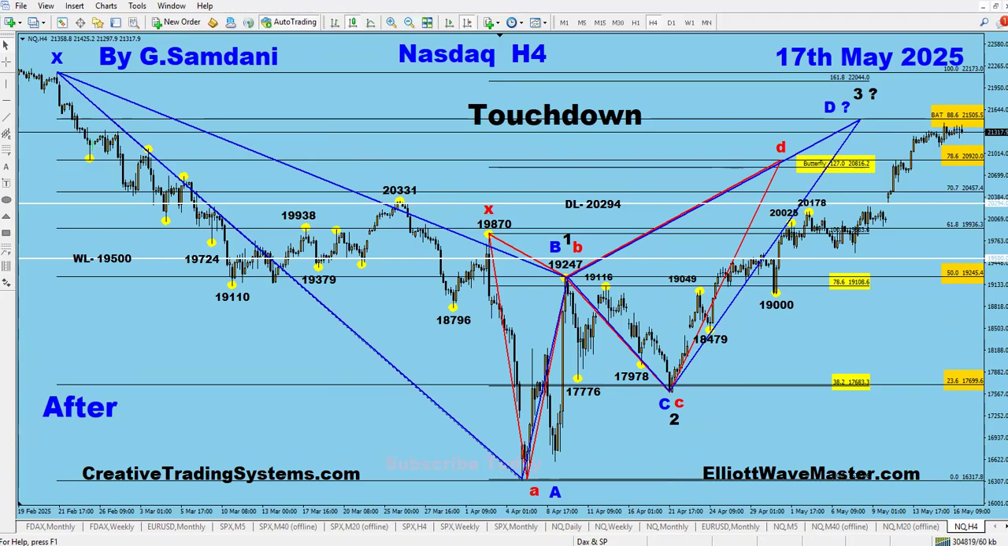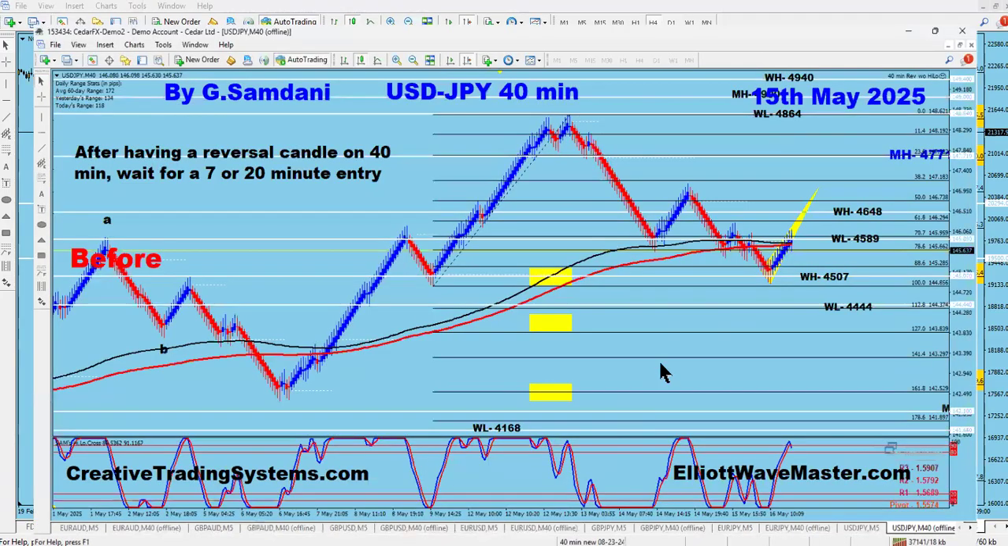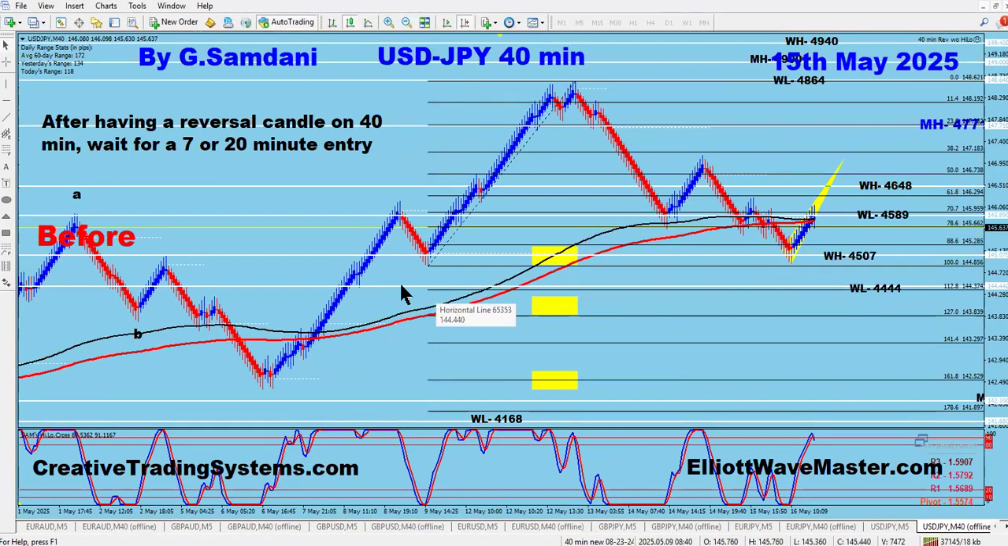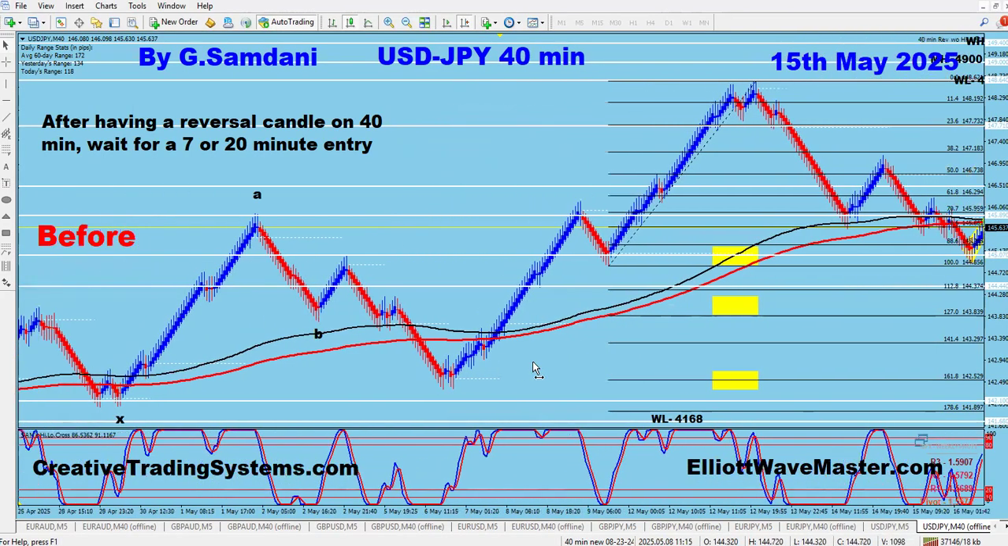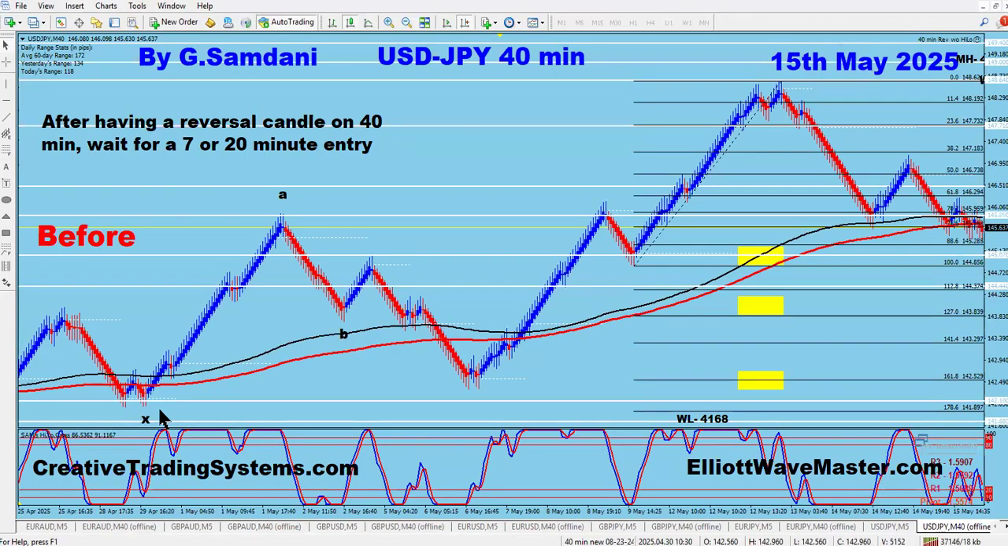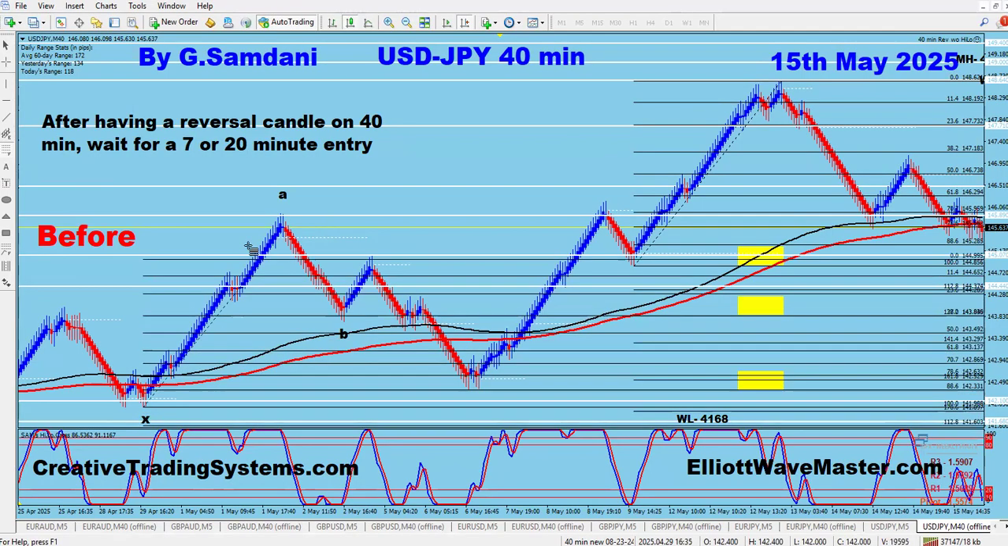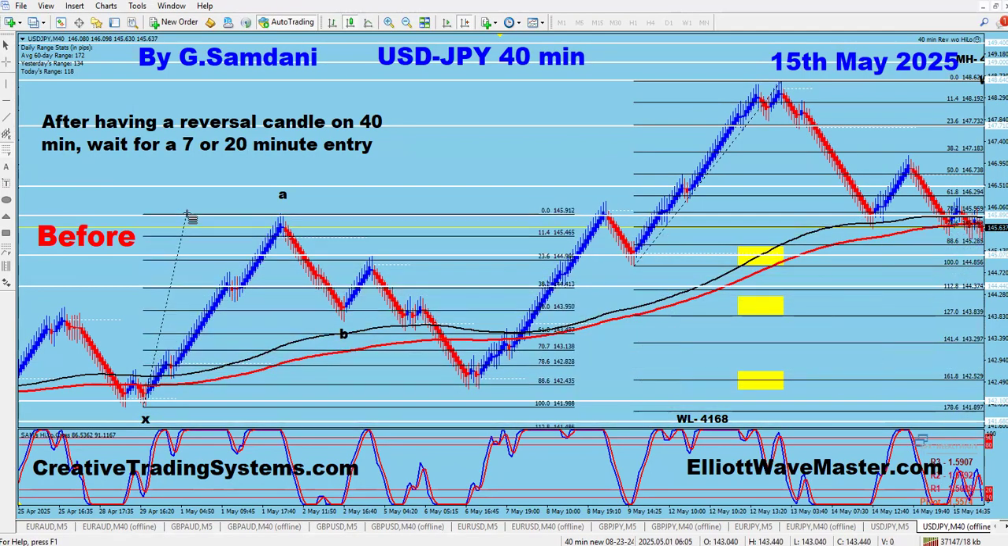So let me show you something. UJ, my 40-minute chart, right? Okay, I have it open here. So UJ, let's see this one here. I had this pattern drawn here. I removed it, but see, the XA numbers are still there. XAB. Now let me put the fib here, just to show you how it worked and what happened, right?